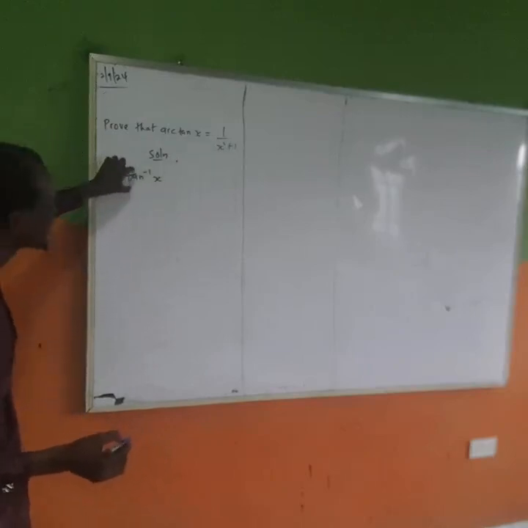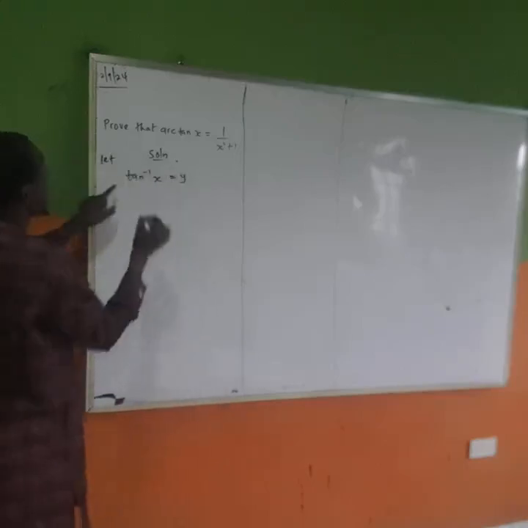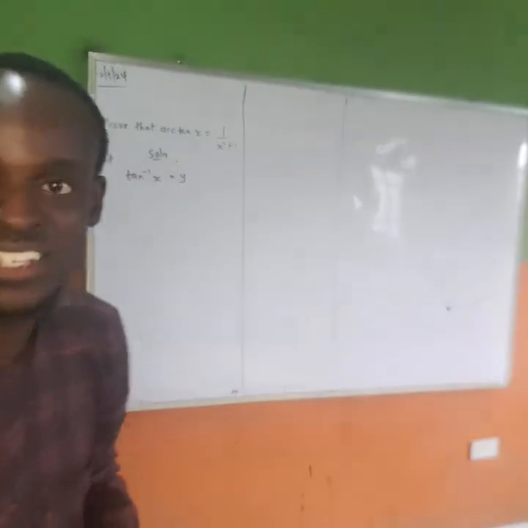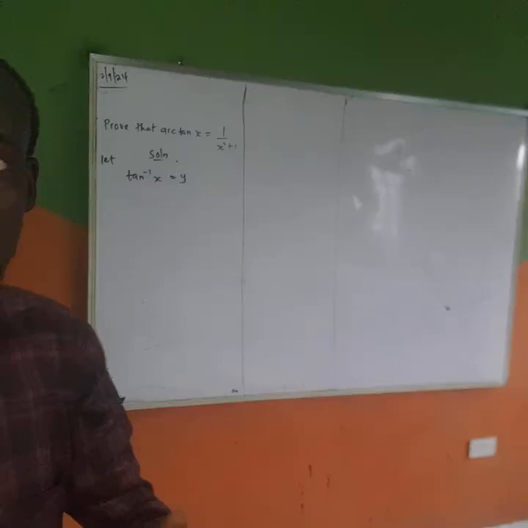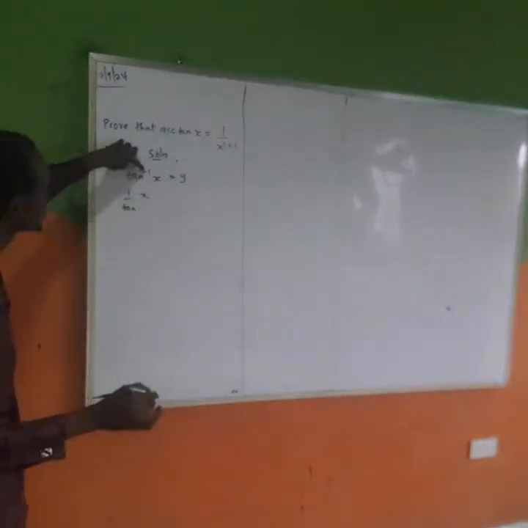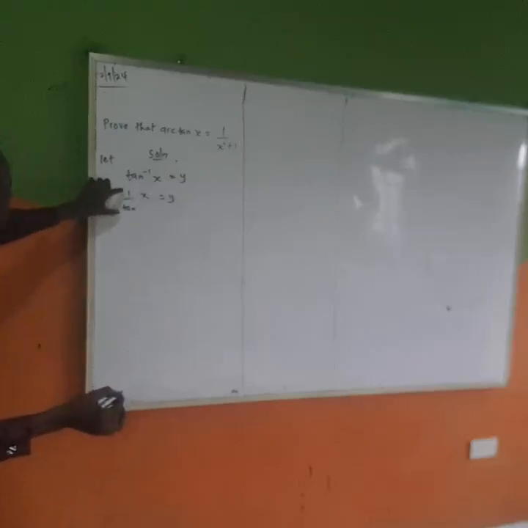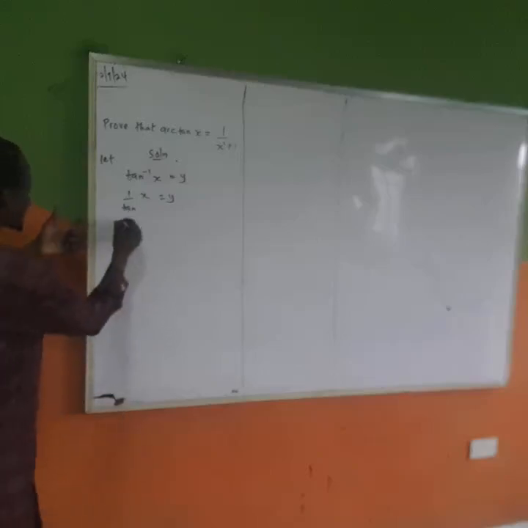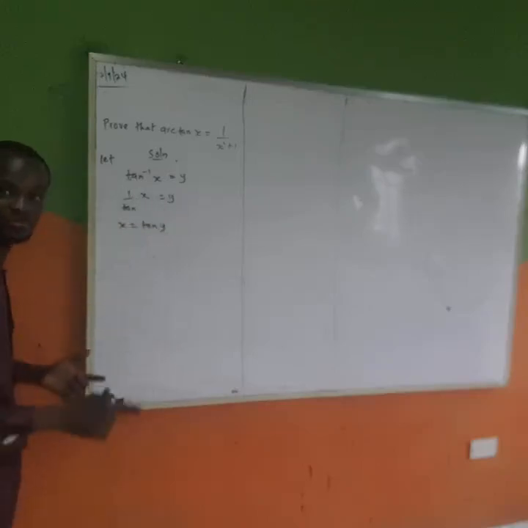So, why not let this equal an unknown variable? Let tan inverse of x equal y. Now, from indices, tan raised to the power minus 1 is 1 over tan. So this equals y, and it can be written as x equals tan y. That is, this tan travels down, cross multiply. So x equals tan y.